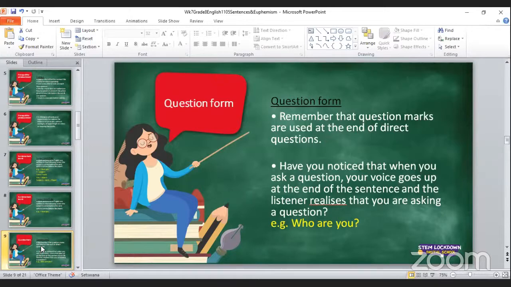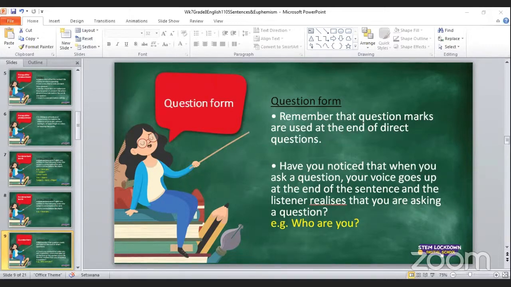One thing you should remember is that question marks are used at the end of direct questions. Every time you write a question, please use a question mark at the end so that we can know that you are asking a question, and we won't have to wonder if you are saying a statement or a question. So that is what question form is all about.